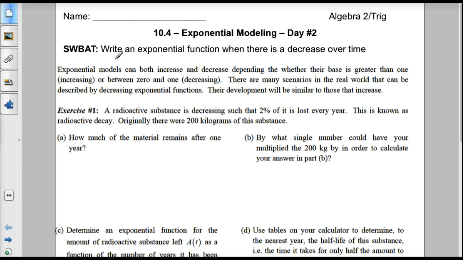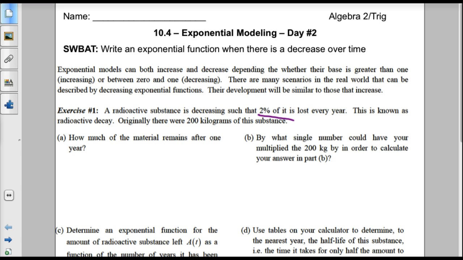Now, there are some scenarios in the real world that can be described using these. The first example I want to take a look at with you is a radioactive substance that is decreasing such that 2% of it is lost every year. This is known as radioactive decay. Originally, there were 200 kilograms of the substance. Now, how much material remained after 1 year?